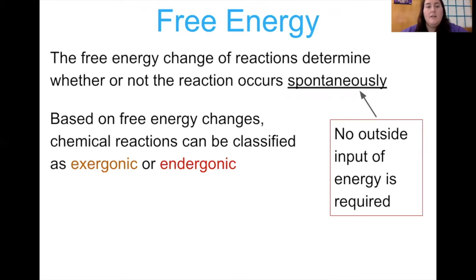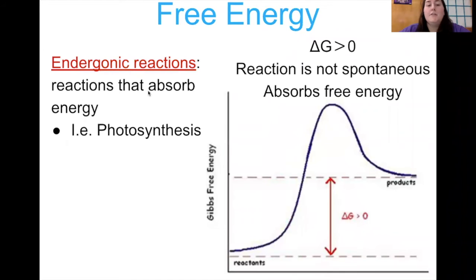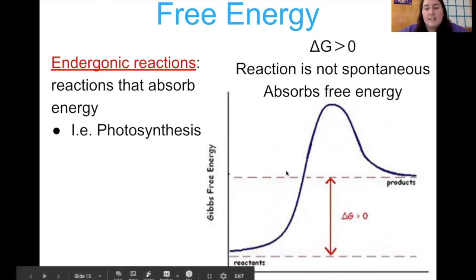not spontaneously. And so these changes of free energy are based off of whether reactions are exergonic or endergonic. Endergonic reactions are reactions that absorb heat, like photosynthesis. They take in energy. And so ΔG in endergonic reactions, free energy, is going to be greater than 0. Okay, this reaction does not occur spontaneously. It needs to absorb free energy in order to occur. Okay, that just means that our activation energy between our reactants and products is incredibly high.